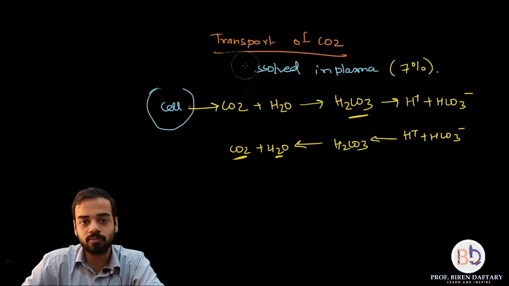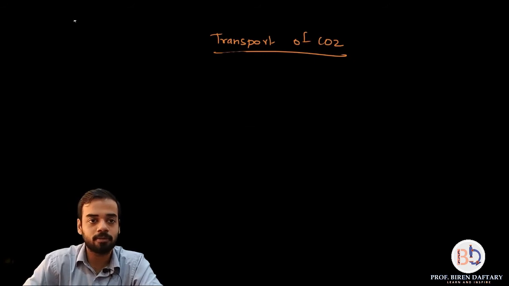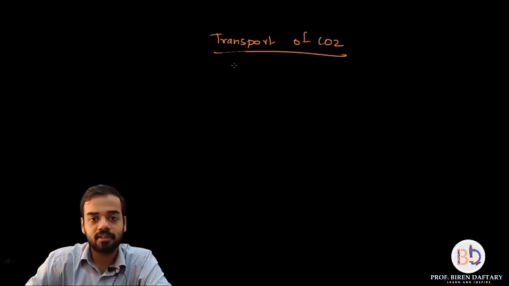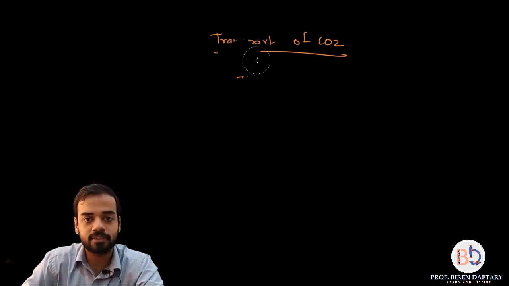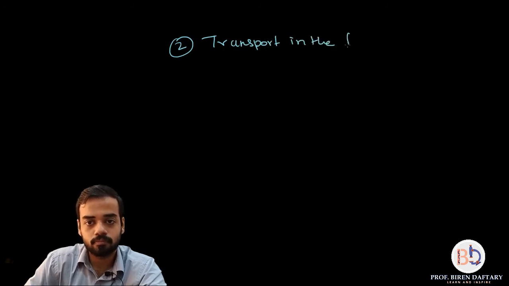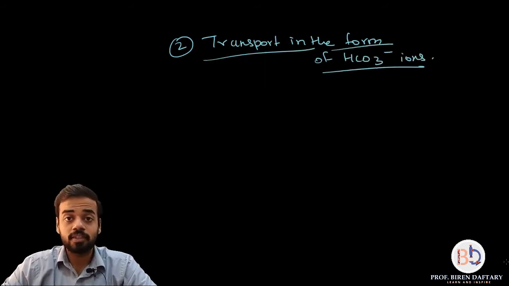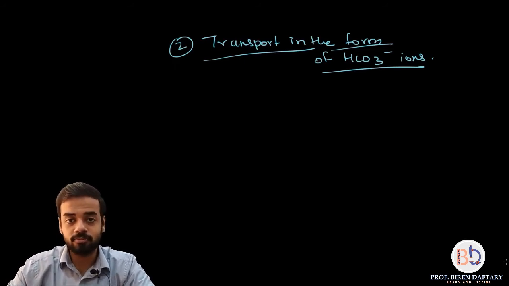So I'm just going to rub this off. The second method of transport of carbon dioxide, which is the most important method, is called transport in the form of bicarbonate ions. Okay, second method. So this is a very important method of transport of carbon dioxide. Please pay extra attention to this method.